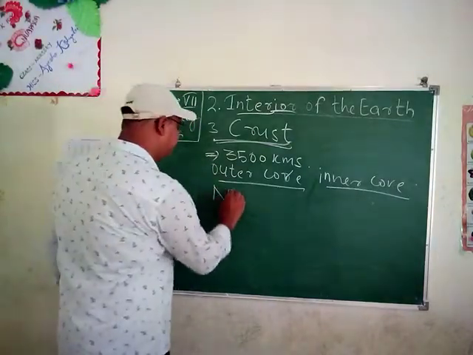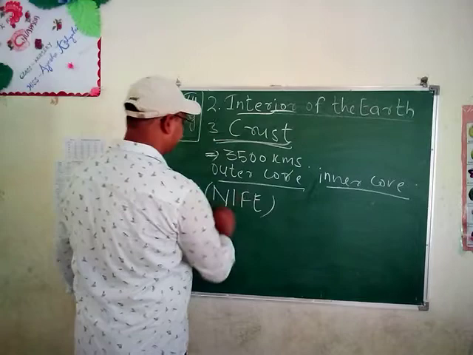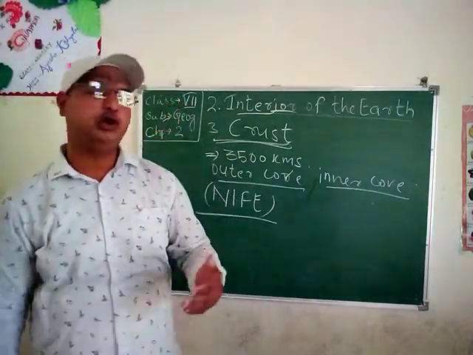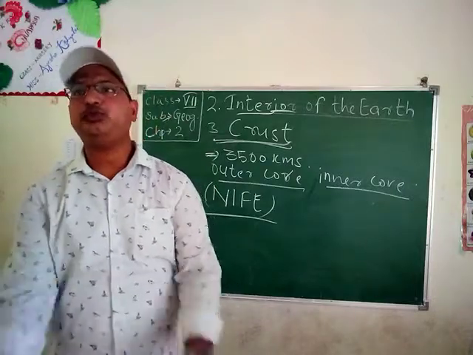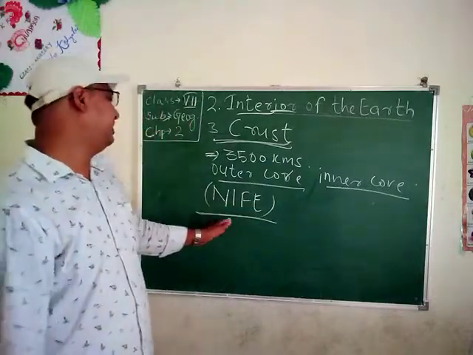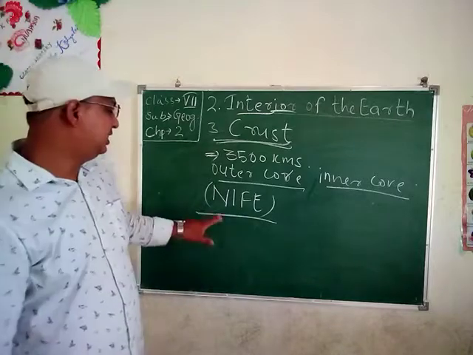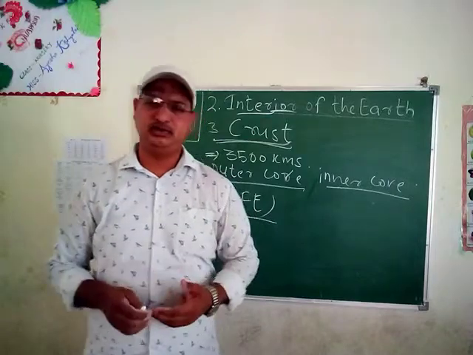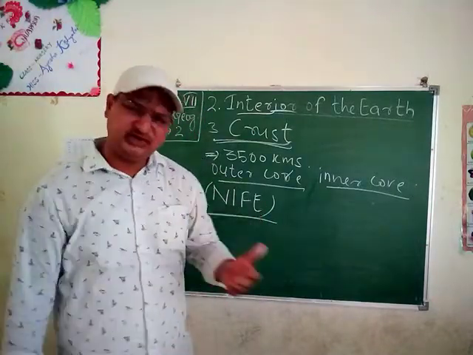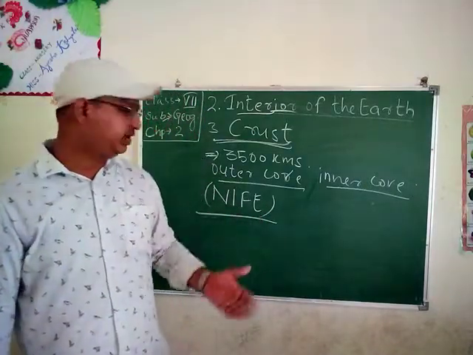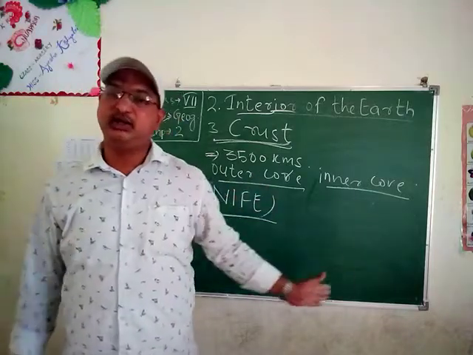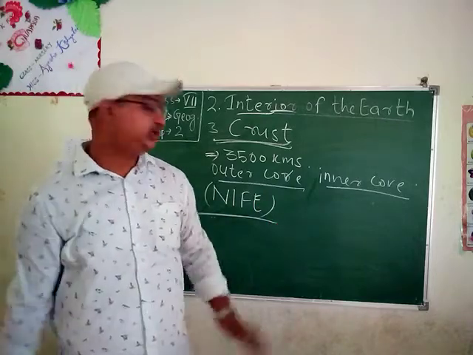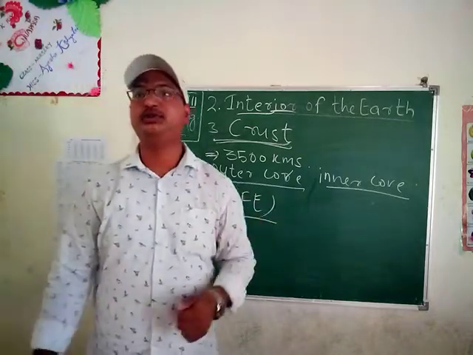Students, as in the previous two layers, the mantle was known as Sima, the crust was known as Sial, the core is known as NiFe. Ni stands for nickel, Fe stands for iron. Students, it must be very surprising that iron stands for Fe, not IR or ION, whatever it may be, but it has an atomic name. The chemical name of iron is ferrum. That is why Fe is written there.